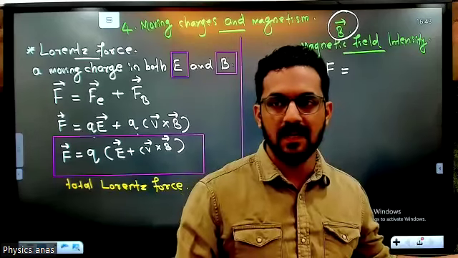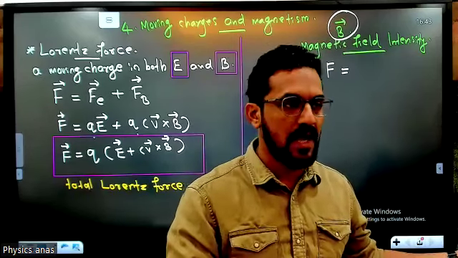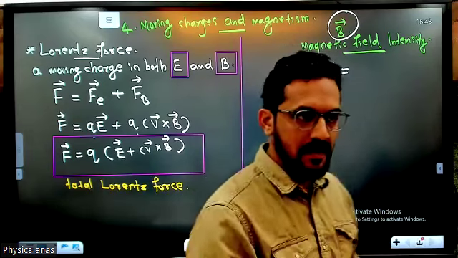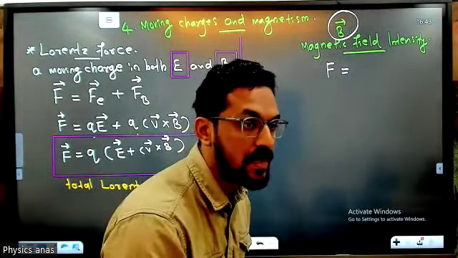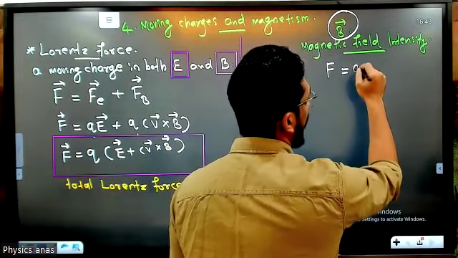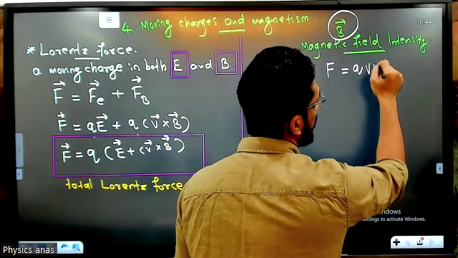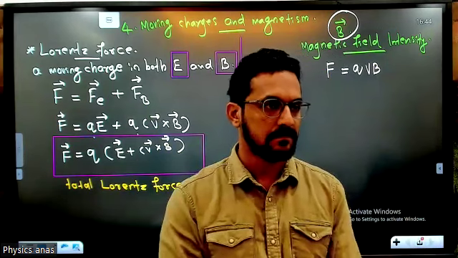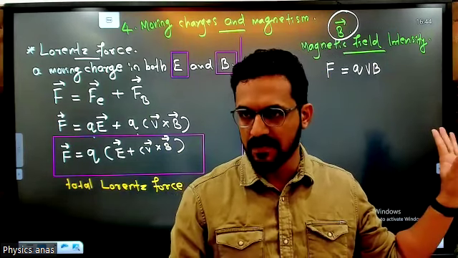If sin theta is equal to 1, what is the equation for FB? QVB. That will be the equation for FB, right? I'm taking the maximum value of FB. Maximum value of FB will be QVB. This is F, the magnetic Lorentz force.